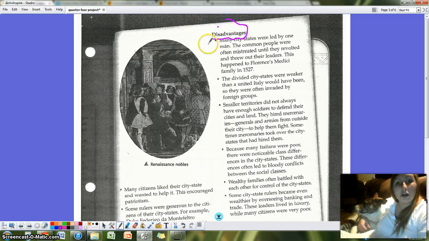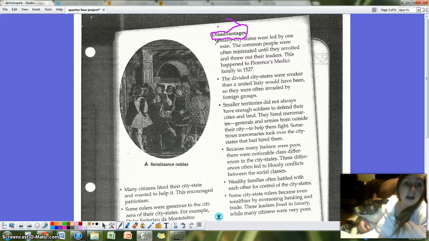You need to either circle advantages or disadvantages, whichever one you think holds true for having the city-state form of government. You need to circle that at the end of looking at all of the bullet points. Go ahead and pause the video and do that now.